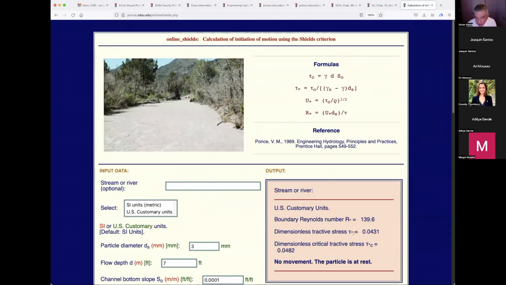Dimensionless tractive stress, tau star, 0.0431. Dimensionless critical tractive stress, tau star C, for critical, 0.048. So 0.048 is moving, 0.0431 is actual, so there's no movement. The particle is at rest. So that's the end of this calculation.